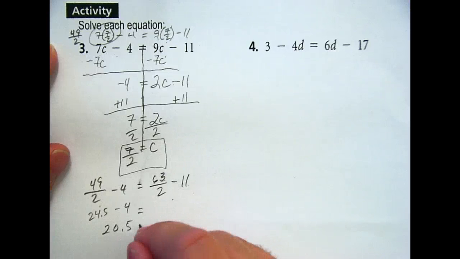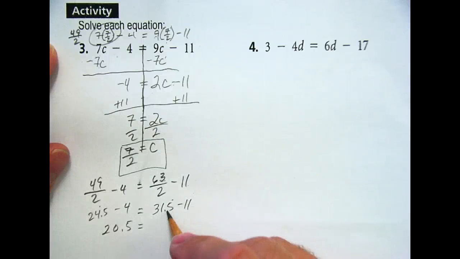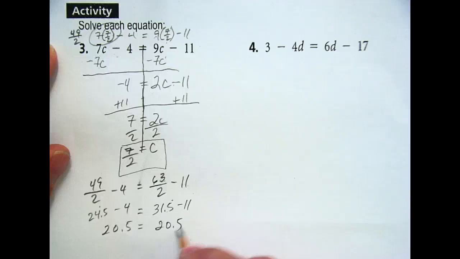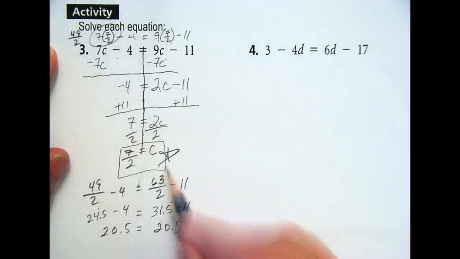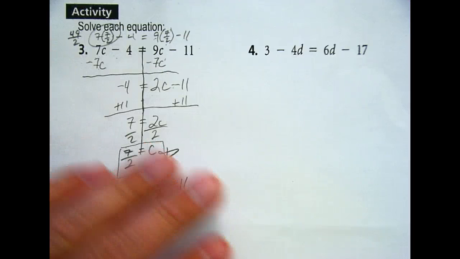63 cut in half. What's 60 cut in half? 30. What's 3 cut in half? 1.5. So what is it? 31.5. Minus 11. Well, subtract 10 first. What do you get? 21.5. And then minus another 1. Hey, they're equal. That's right. Okay, you can always check your work. All right, any questions there?